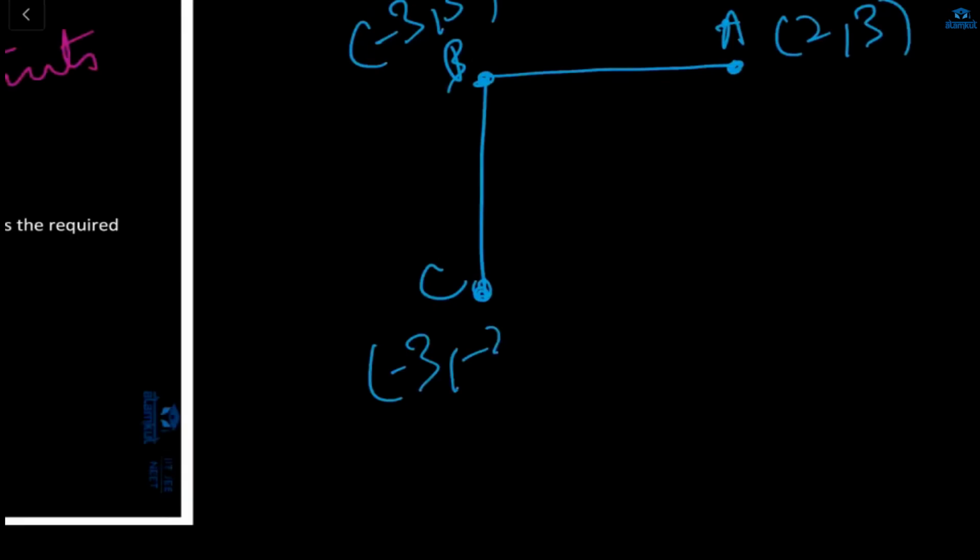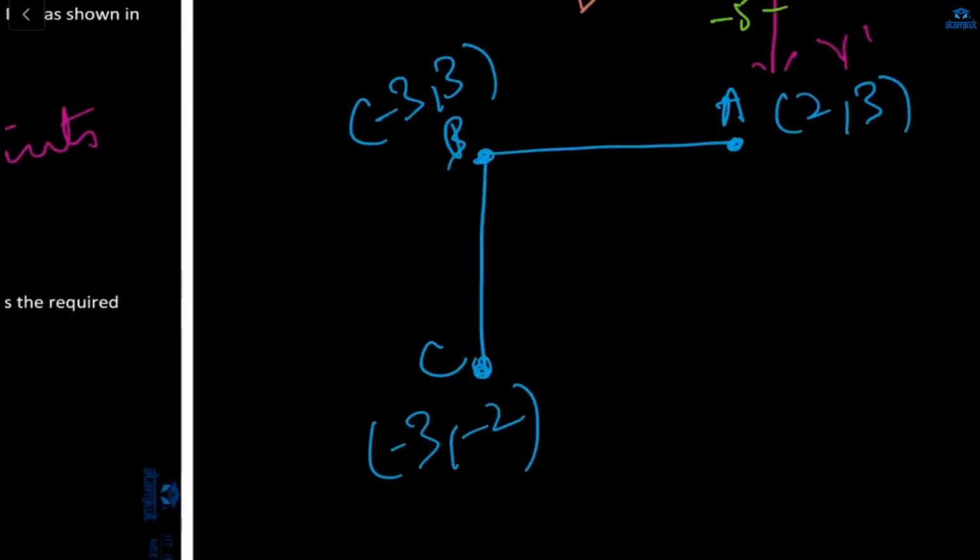-3, -2. Now, the point D, everybody, should come just below A. Yes? Will you agree or not? Because this is a square, all the sides will be equal, so D will come just below A, just perpendicular to A. And if you draw a perpendicular line from A, D will be right there.